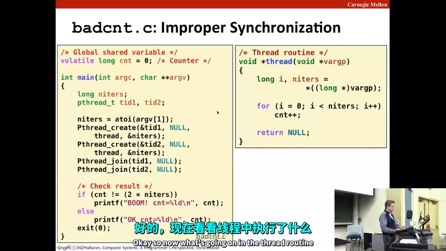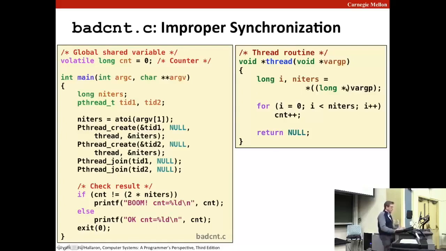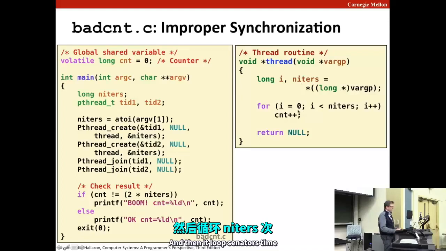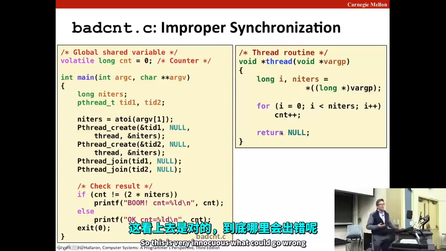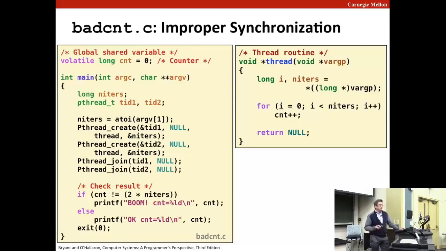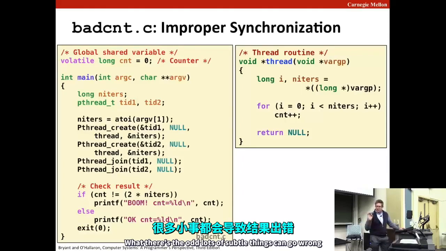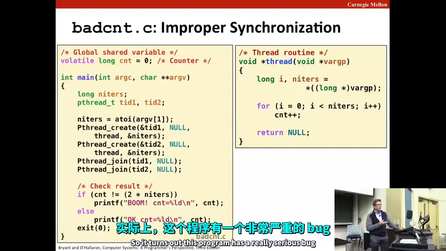Now, what's going on in the thread routine? Very simple. It dereferences the argument that was passed in and stores it in the local copy of n iters. And then it loops n iters times and increments count each time. And then returns. So this is very innocuous. What could go wrong? Since this is concurrent programming, and especially threaded programming, lots of subtle things can go wrong. It turns out this program has a really serious bug.